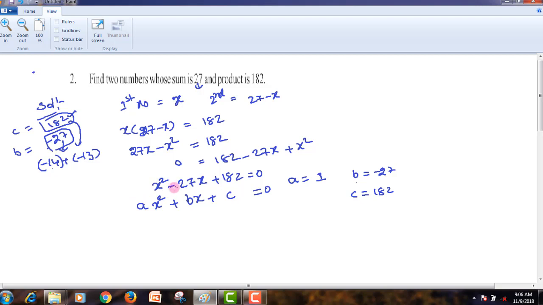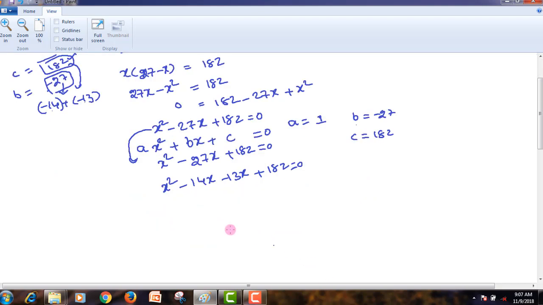Here, we are going to solve this problem by using the splitting middle term method. In the splitting middle term method, we have to split the middle term as the sum of two numbers whose sum gives you b and product gives you c. Here, minus 27 we can write as minus 14 and minus 13. In the same manner, minus 27x can be written as minus 14x and minus 13x plus 182 is equal to 0. Let us try to solve this.